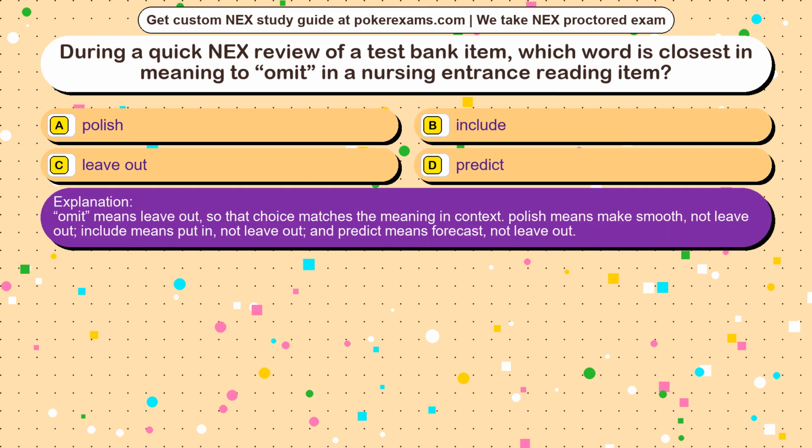Omit means leave out, so that choice matches the meaning in context. Polish means make smooth, not leave out. Include means put in, not leave out. And predict means forecast, not leave out.